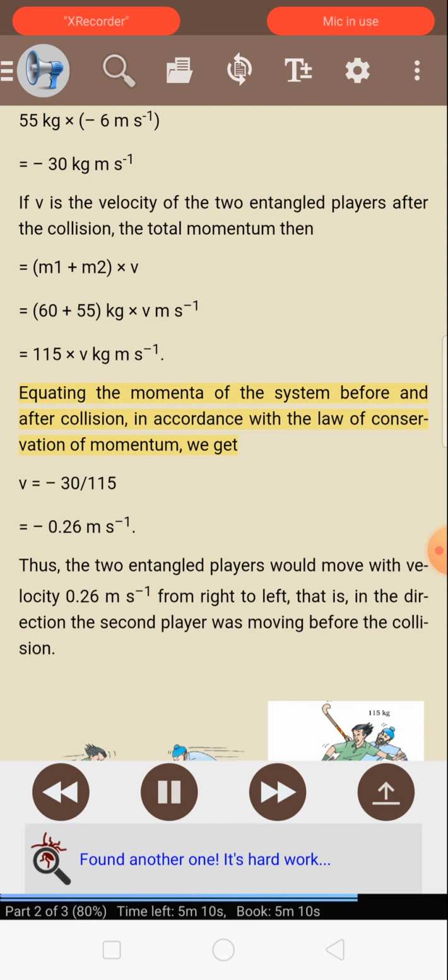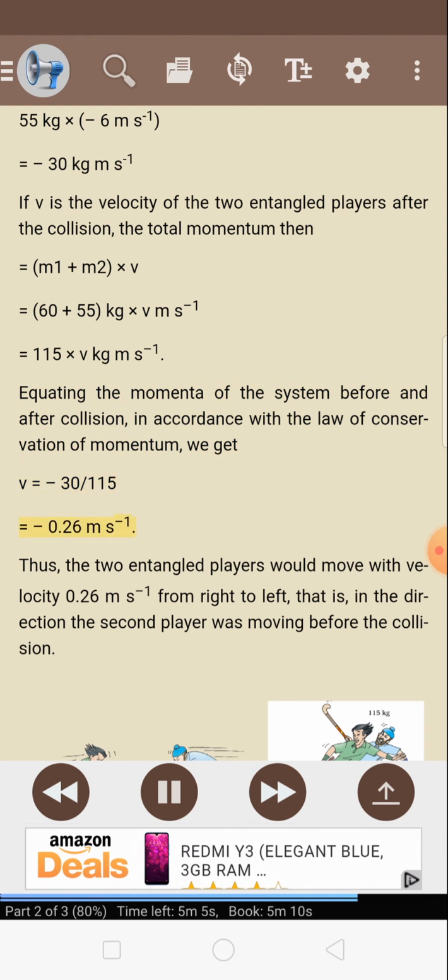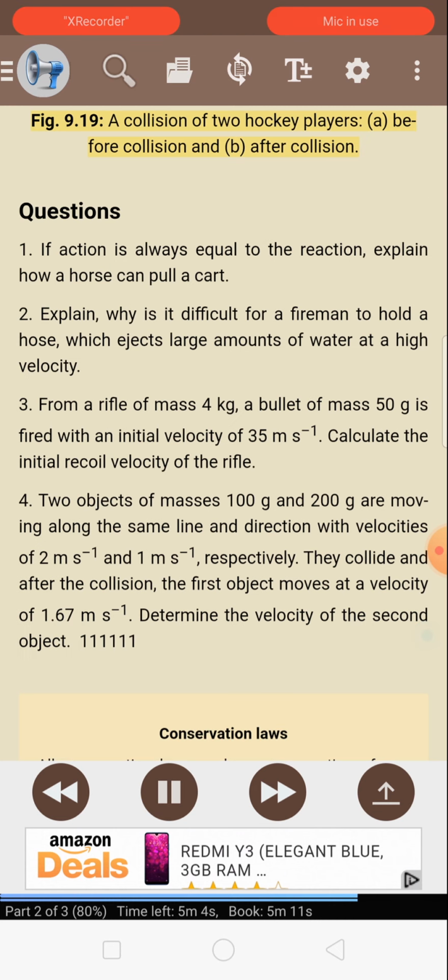Equating the momenta of the system before and after collision in accordance with the law of conservation of momentum, we get v = 31/115 = 0.26 m s⁻¹. Thus, the two entangled players would move with velocity 0.26 m s⁻¹ from right to left, that is, in the direction the second player was moving before the collision. Figure 9.19: a collision of two hockey players, A before collision and B after collision.